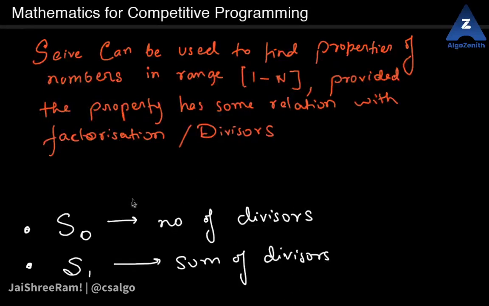So let's talk about two different properties: S0, which is, let's say, the number of divisors of a particular number, and S1, let's say, is the sum of divisors of all the numbers, right? So if you want to calculate the number of divisors for all the numbers in the range 1 to n, where n is up to 10 to the power 6, or you want to find the sum of divisors for all numbers in range 1 to n, you can do this very easily with Sieve.